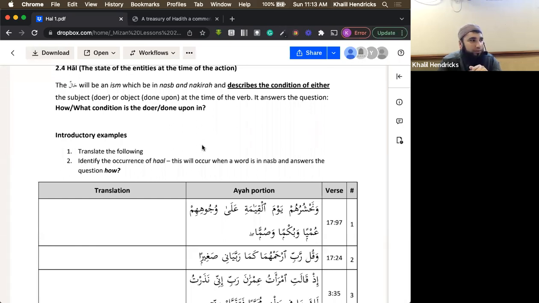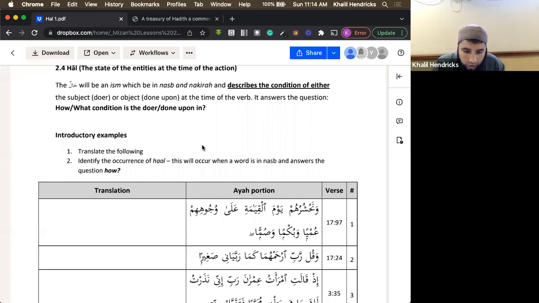No, not similar to maf'ul bi. Because maf'ul bi tells you what an action is done to. This tells you how an action is done. It's similar, but those will tell you when an action was done or where an action was done. The running, no, it's describing the doer at the time of running.